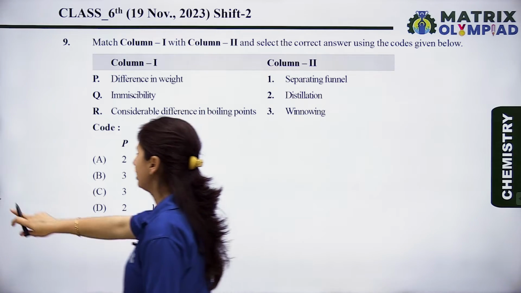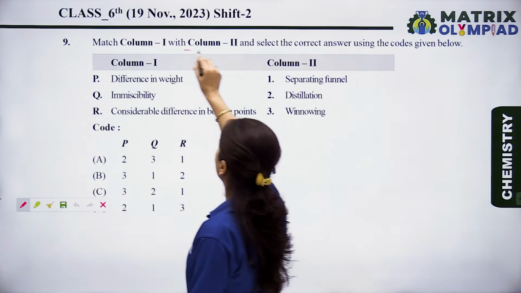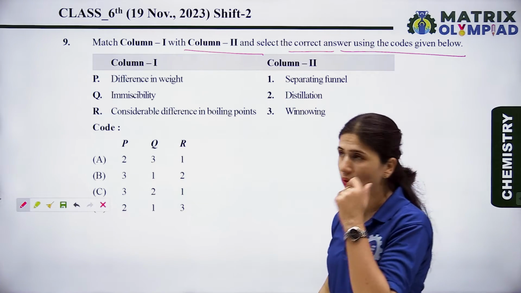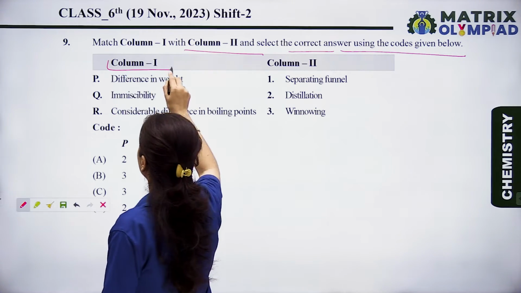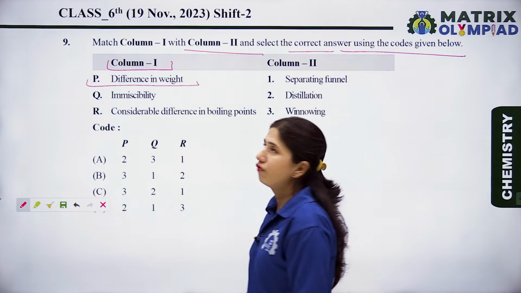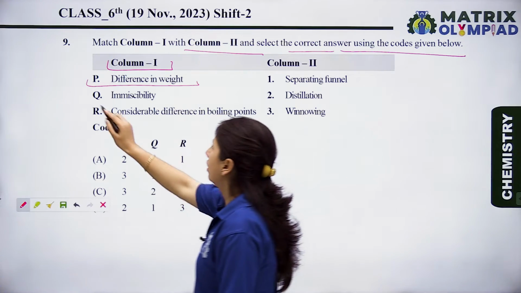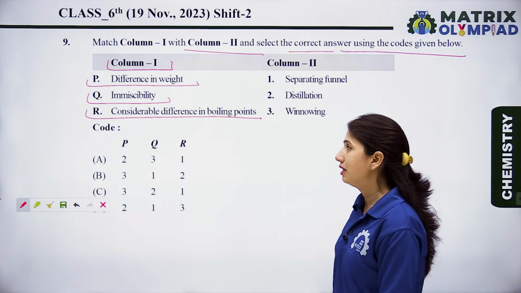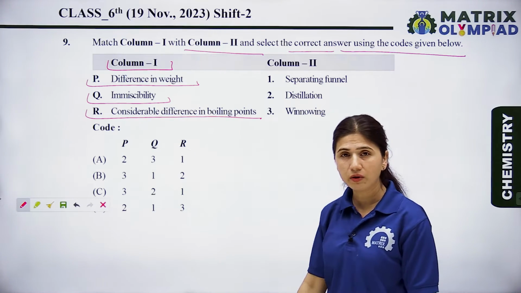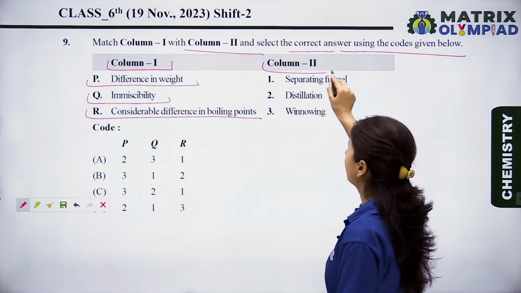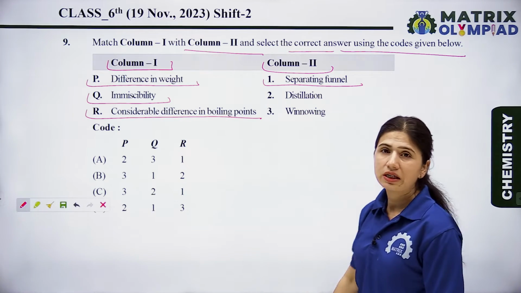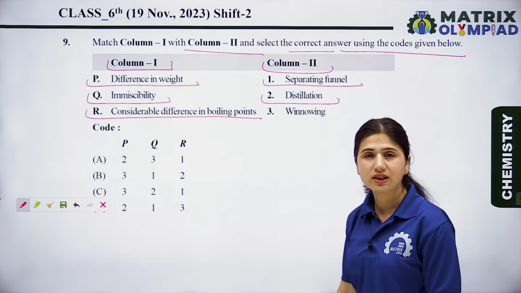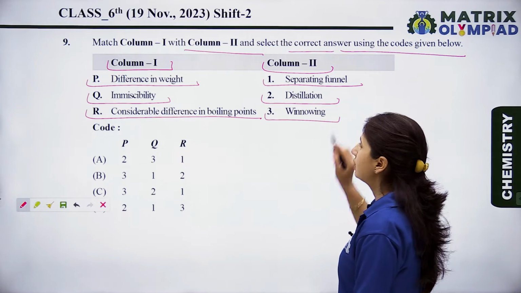The next question is: match column first with column second and select the correct answer using the codes given below. Okay, now let's see column first. In column first, P is difference in weight, Q is immiscibility, and R is considerable difference in the boiling point. Now let's see column second. In column second, first is separating funnel, second is distillation, and third is winnowing.